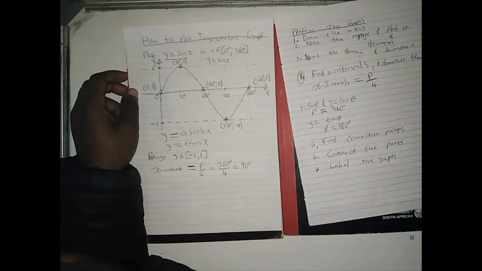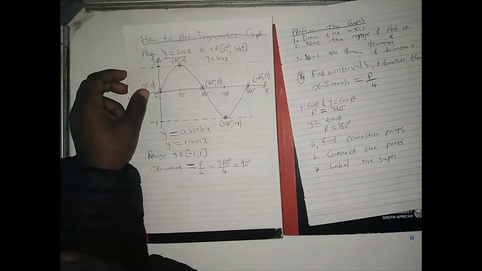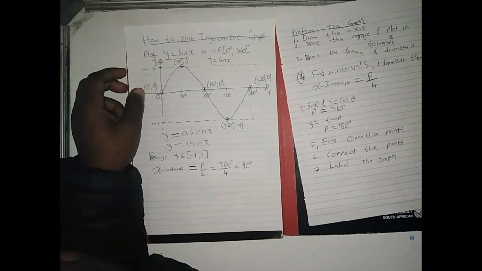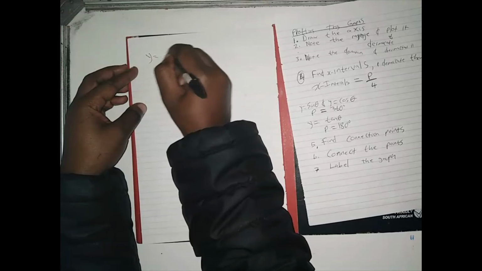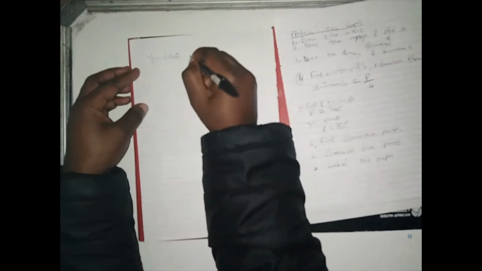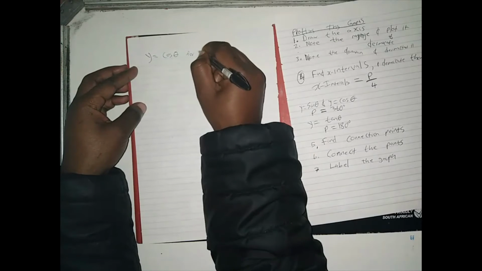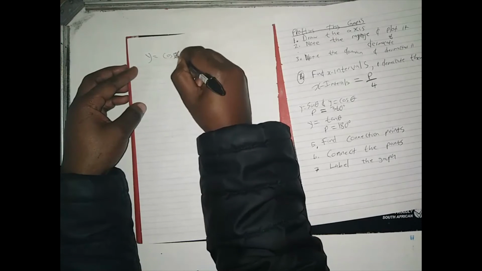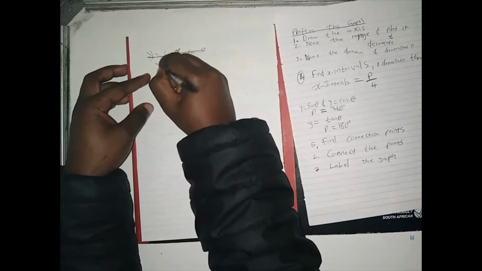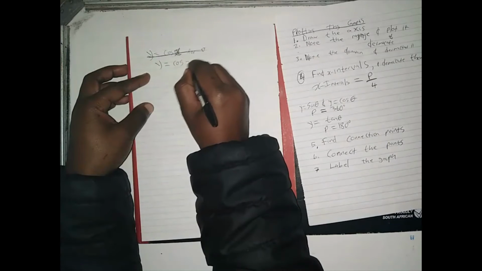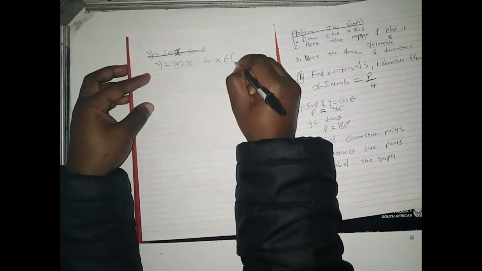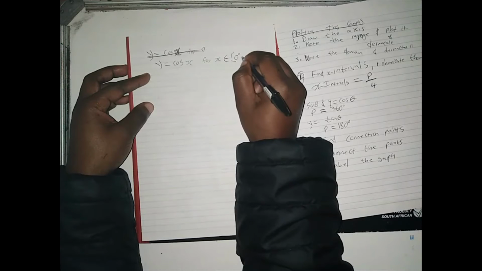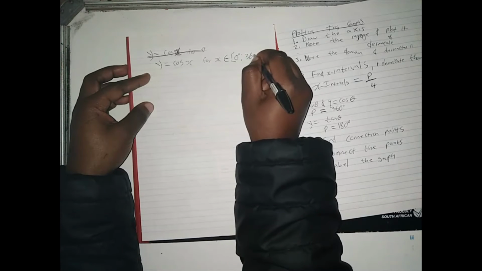Is that difficult? No, it is not difficult. So this is basically how you go about drawing the sine graph. What about the cos graph? Follow the same steps. Let's say you want y is equal to cos theta, so let's say x for continuity's sake. So it's y is equal to cos x for x which goes from 0 degrees up to 360 degrees.